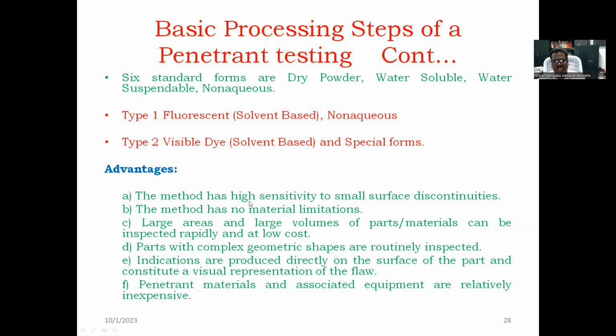Advantages: the method has high sensitivity to small surface discontinuities. The method has no material limitations. Large areas and large volumes of parts and materials can be inspected rapidly and at low cost. Parts with complex geometric shapes are routinely inspected. Indications are produced directly on the surface of the part and constitute a visual representation of the flaw. Penetrant materials and associated equipment are relatively inexpensive.